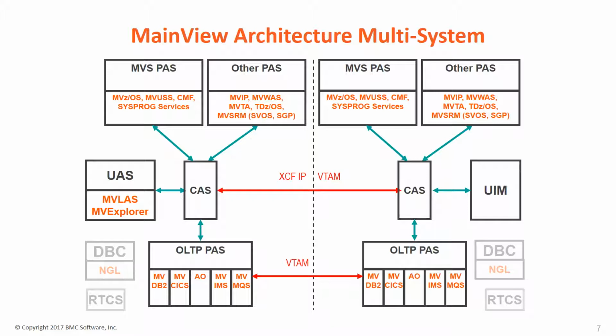Now, typically within a sysplex, you're going to use XCF, but you can connect your CASs via VTAM or IP, and the reason you might want to do that is so you have connections beyond your sysplex boundaries. Now, the OLTP PASs will connect with each other across system boundaries using VTAM definitions.